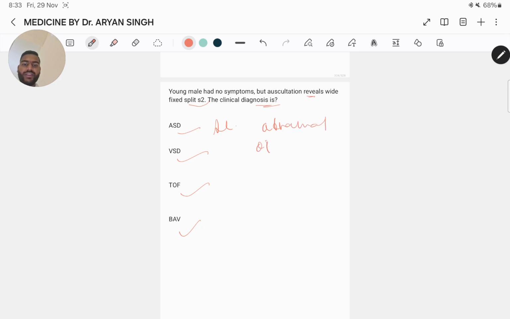Abnormal opening in the septum, in the wall between the two atria of the heart. A wide fixed split S2 on auscultation is a characteristic finding of atrial septal defect, where there is abnormal communication between the atria. It allows increased blood flow from the left atrium to the right atrium, causing a delay in the closure of the pulmonary valve and the resulting wide fixed split S2.